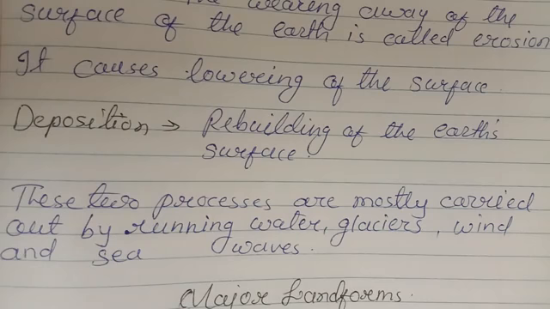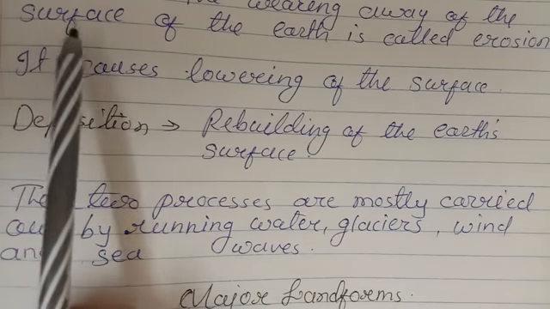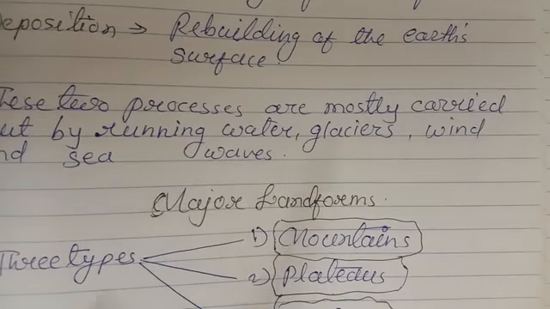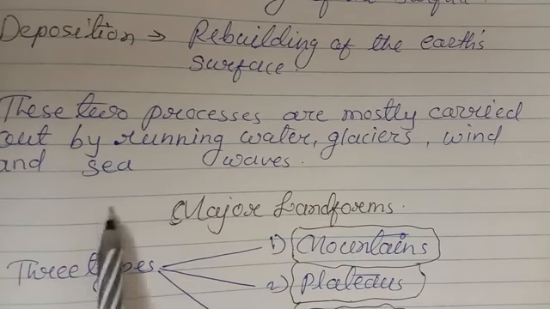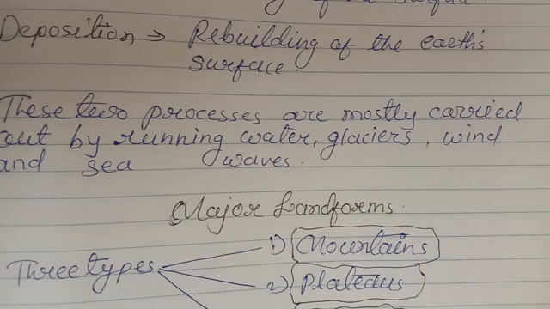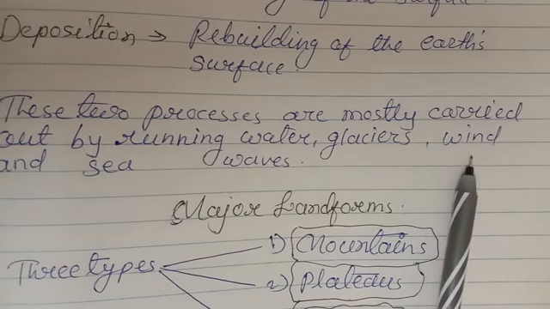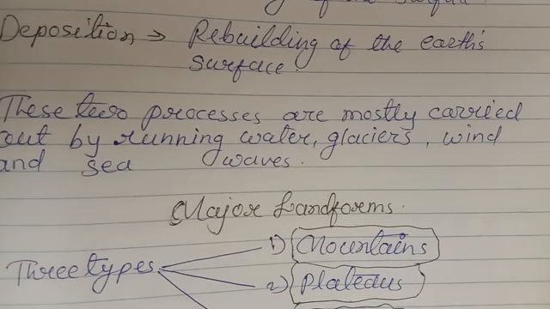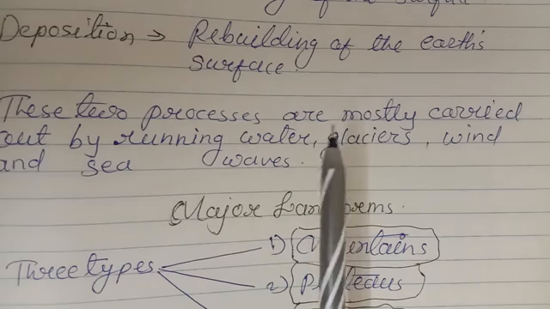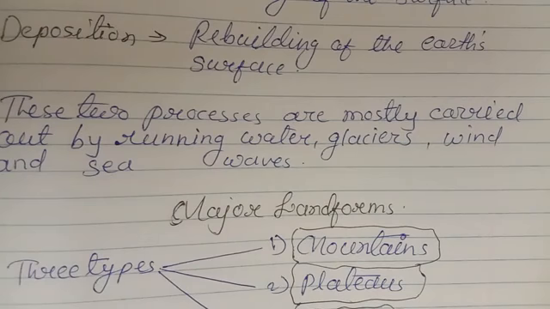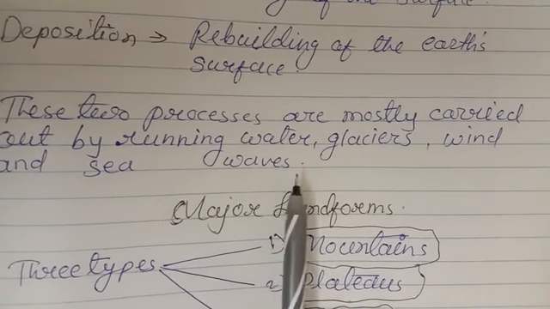Okay, now see, these two processes, erosion and deposition, are mostly carried out by running water, glaciers, wind and sea waves. See, if we take the example of wind, children, in a desert the wind blows very fast, and if a big rock or something comes in its way while blowing, obviously it is going to be eroded by the wind.